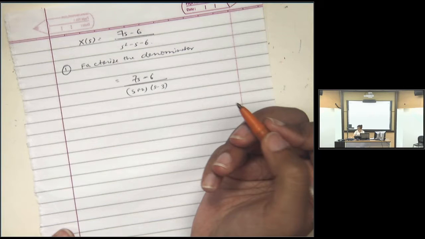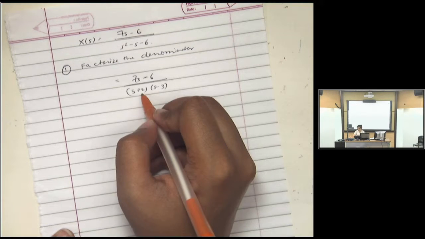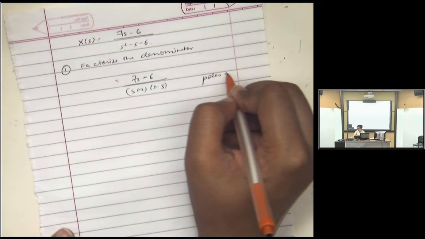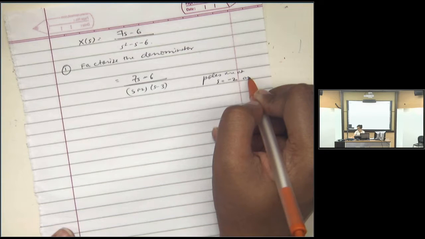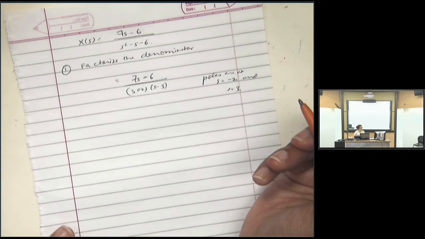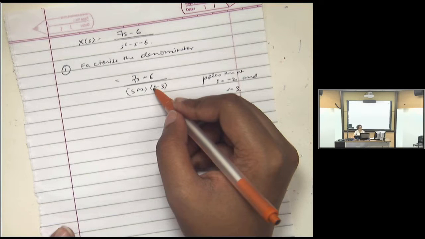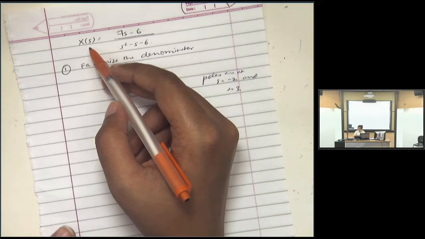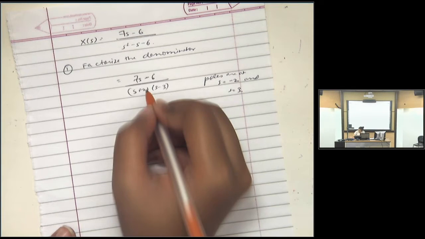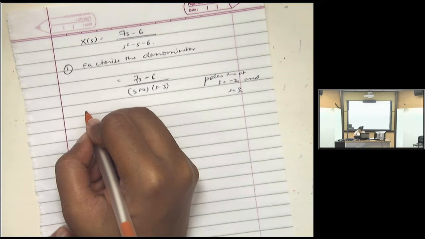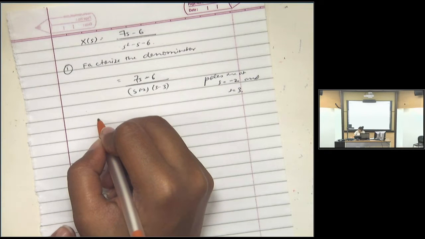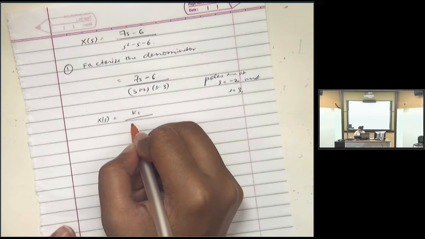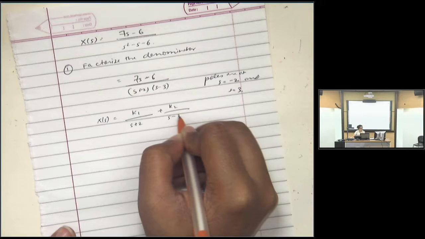Okay. So now we have poles at two locations: s equals minus 2 and s equals 3. Correct? Because if you put minus 2 or 3 here, my X(s) will go to infinity. Okay. Now for the partial fraction expansion, we'll write X(s) equals k1 upon (s plus 2) plus k2 upon (s minus 3).